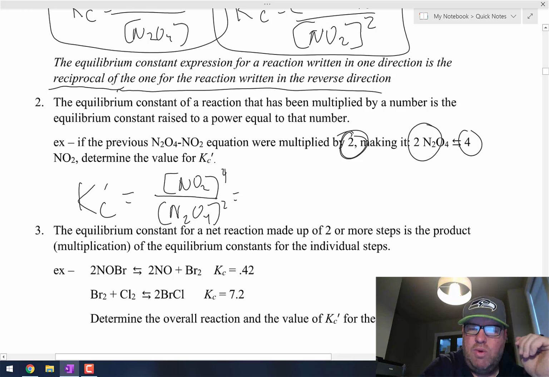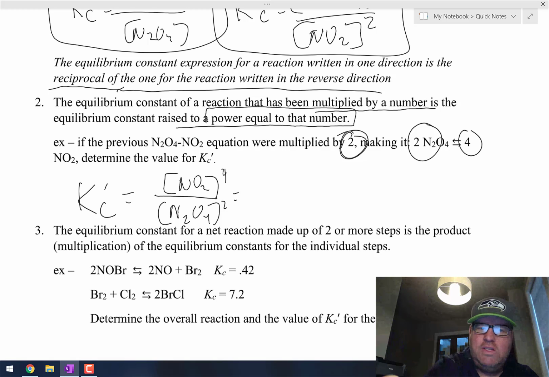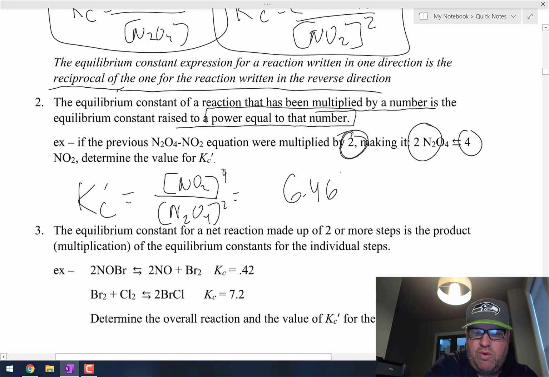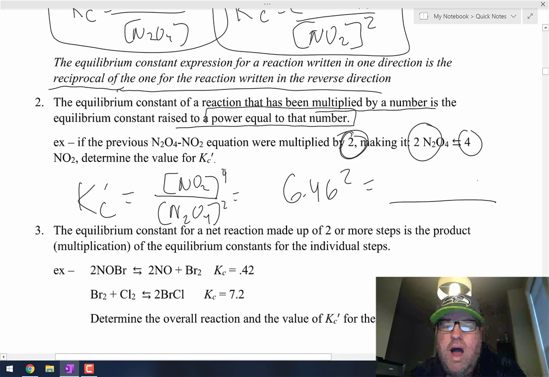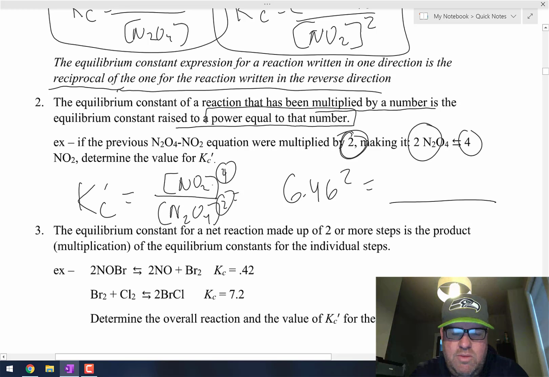If you multiply everything by 2, you've basically squared everything. Okay, so when you multiply everything by 2, the equilibrium constant of a reaction that's been multiplied by a number is the equilibrium constant raised to a power equal to that number. So if we multiply everything by 2, you take that same equilibrium constant, that 6.46, and you square it. Okay, and that would give you a new equilibrium constant. And again, why is that? Well, because those values are now double what they used to be, but they're raised to the power.